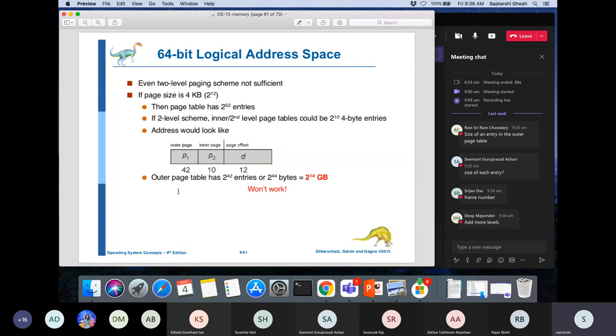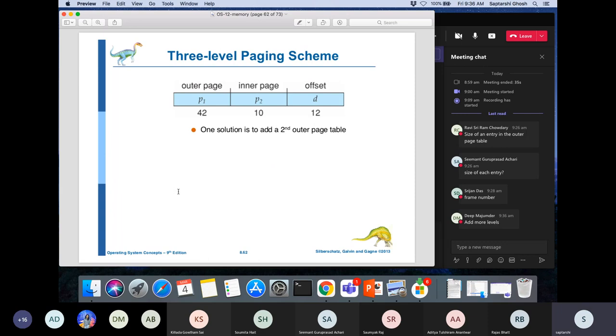Yes, basically what Deep said, go and add more levels. So instead of having a 2-level page table, think of having a 3-level page table. So instead of having 12, 10, and 42, we cannot allocate contiguous memory for 2 to the power 42 page table entries. So add a second level of outer page table.